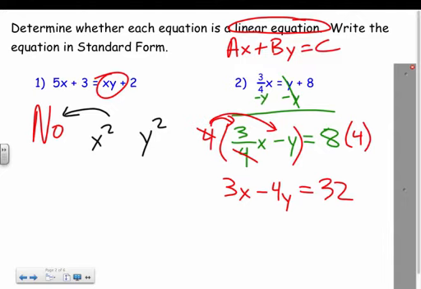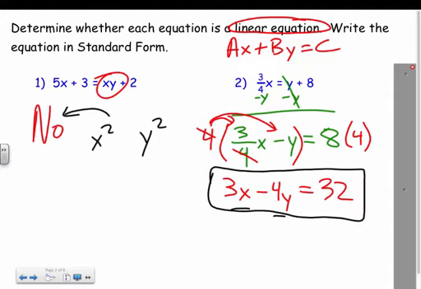Well, the biggest number that goes into 3, 4, and 32 is 1. So they all have a GCF of 1. I can't simplify it. X and y are on the same side, and I have all integers now. So there we go. It's in standard form. So yes, this is a linear equation. I should have stated that right away.